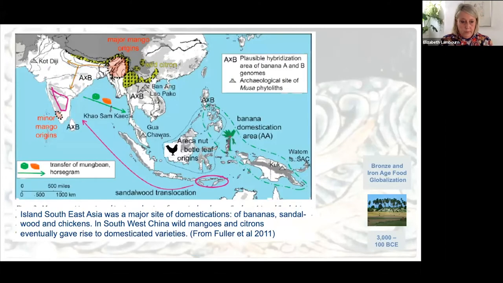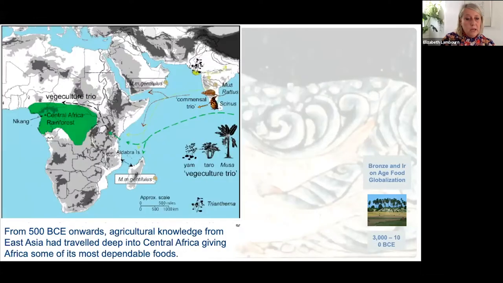From island Southeast Asia, we find major centers of domestication of bananas, which obviously become a global commodity eventually by the colonial period, items such as sandalwood, and of course the chicken, which is originally a Southeast Asian forest bird and now one of the most widely eaten meats in the world. So we have a lot to thank these early periods for.